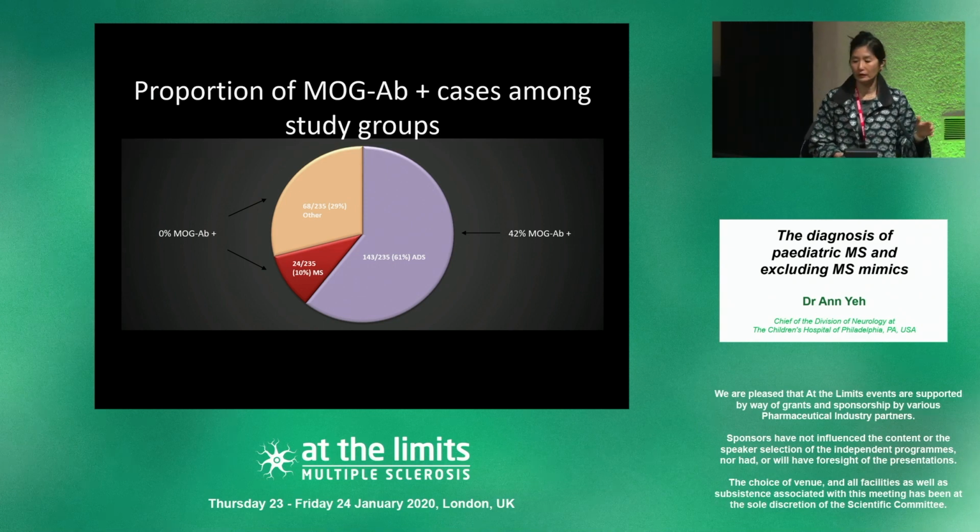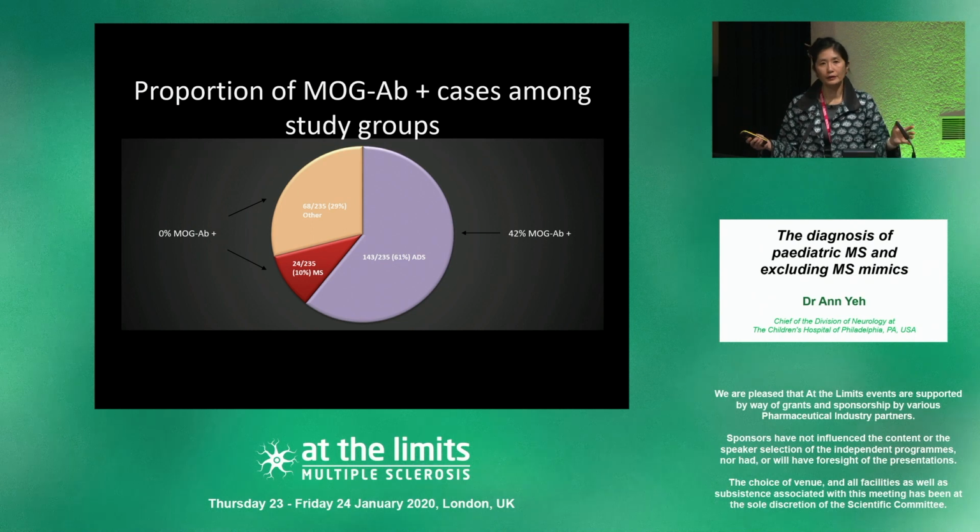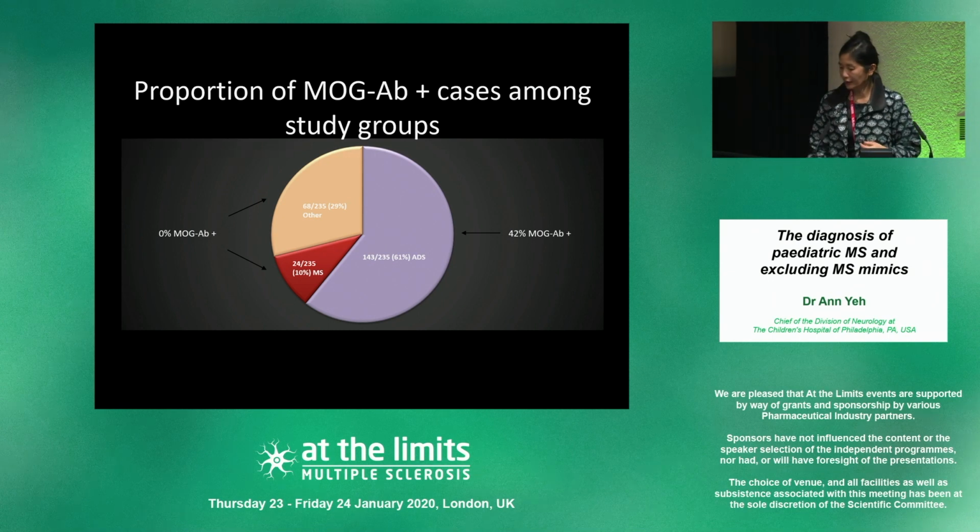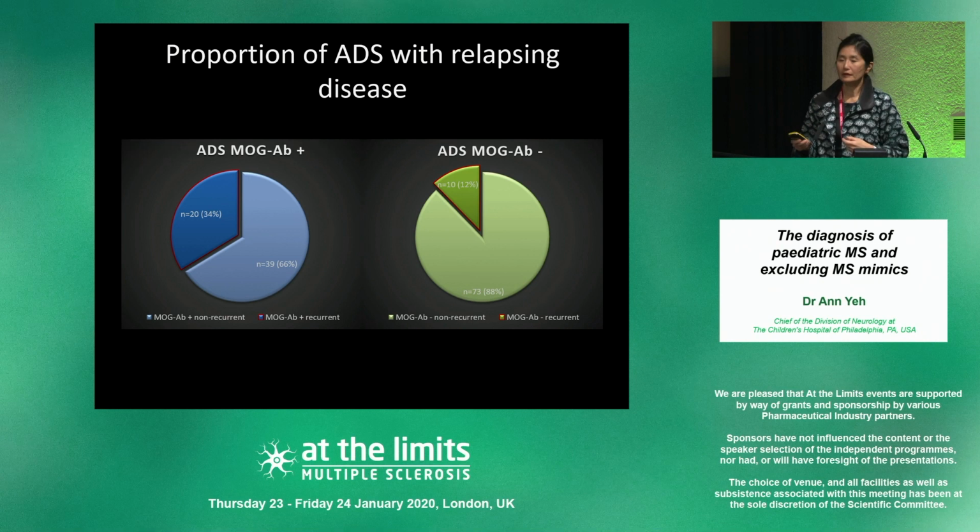Whereas those with the acquired demyelinating syndromes, as described before, almost half of them were positive. These were done at onset, and when we looked at the patients with relapsing disease, what we found was that those who were antibody positive were more likely than not to be relapsing.